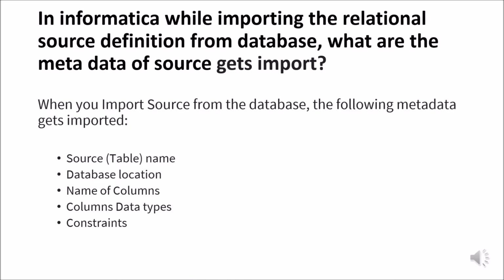One is source name, second is database location, third is name of the columns, and fourth is column data types, and fifth is constraints. If any primary key or any constraints like null constraints are there, it imports those also.